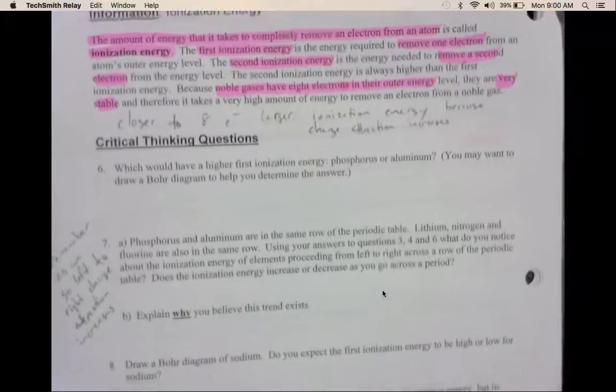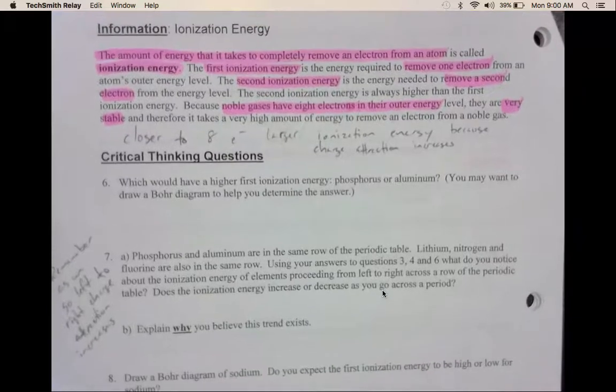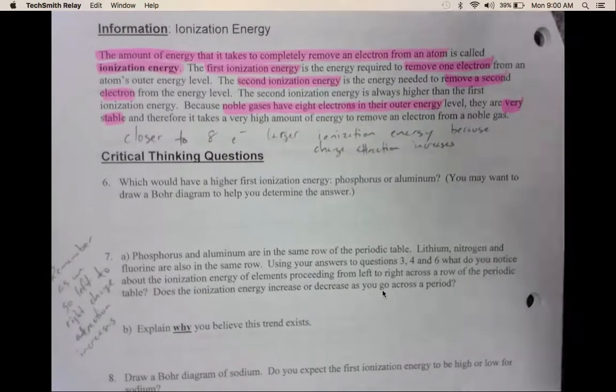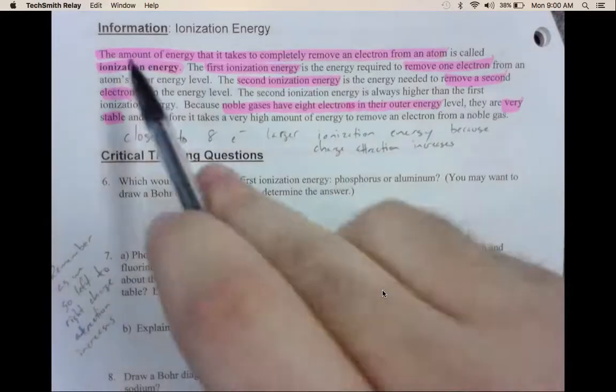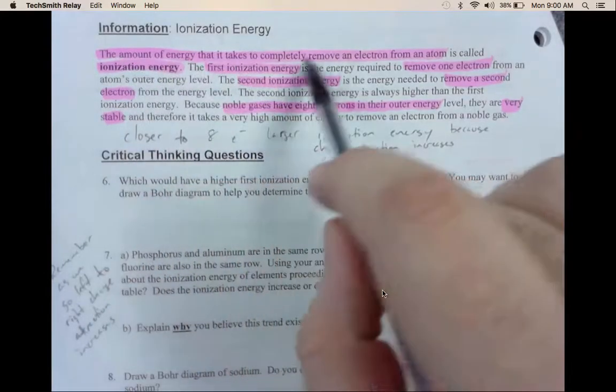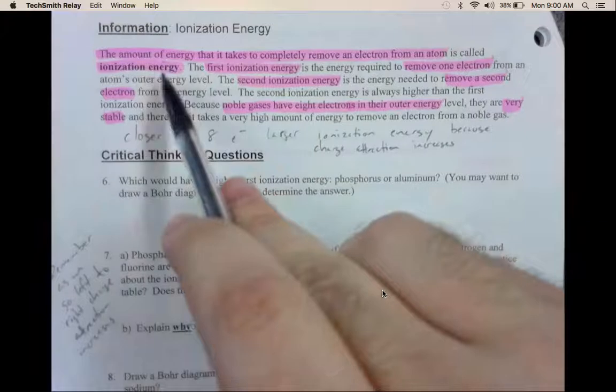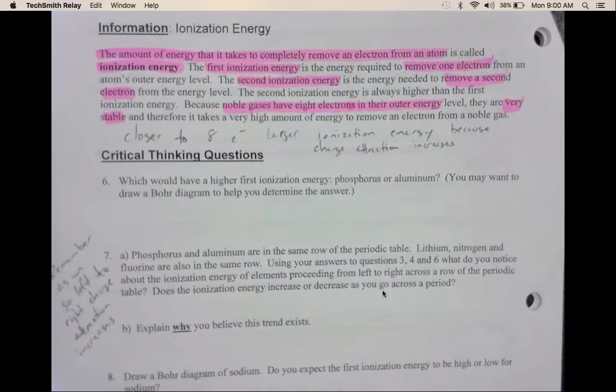So next we have some information on ionization energy. I've highlighted a couple things. The first sentence: the amount of energy it takes to completely remove an electron from an atom is called the ionization energy. So that's simply what ionization energy is, energy to remove an electron.